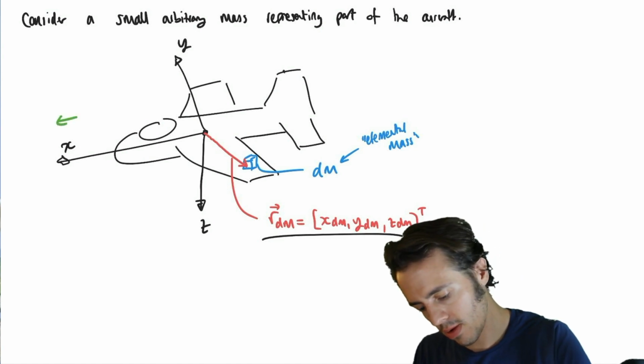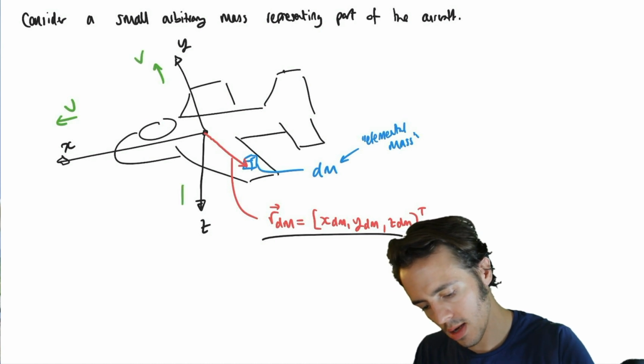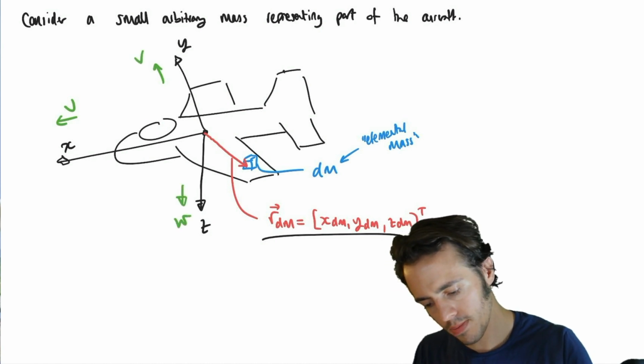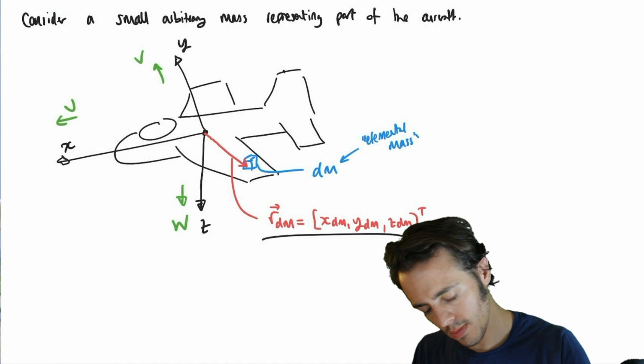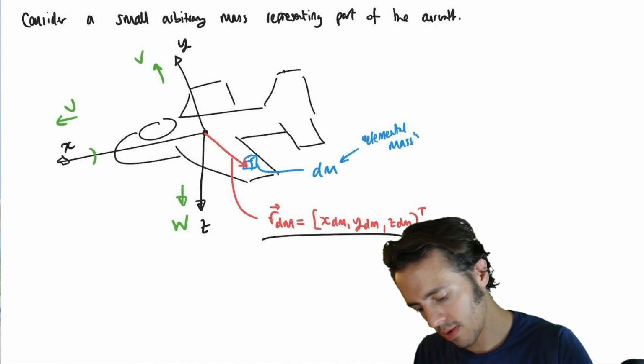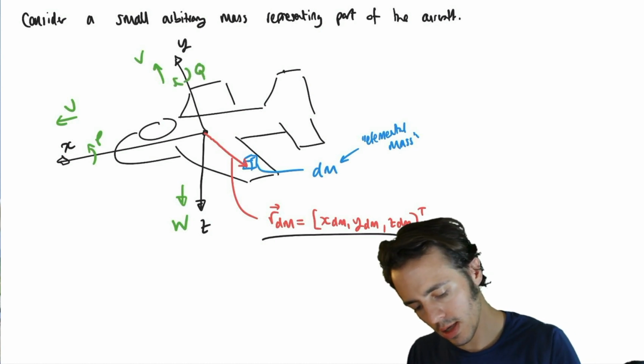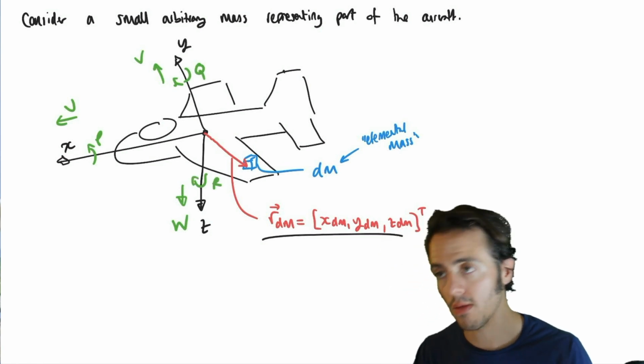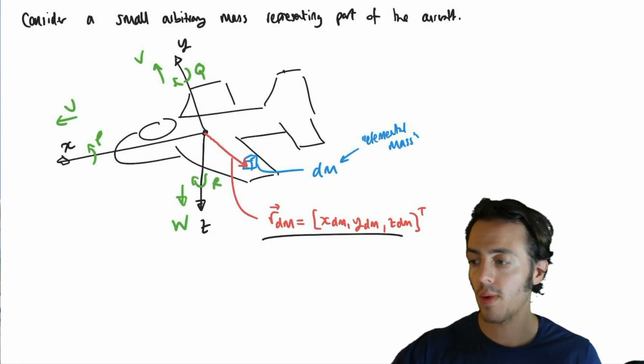So we've got u, v, w, and then we've got the aircraft body rate. So we've got p, q, and r. Okay, so we've got the body angular rates as well.